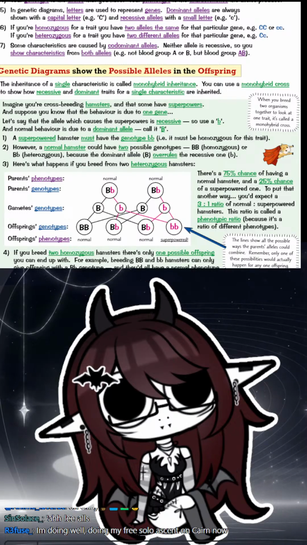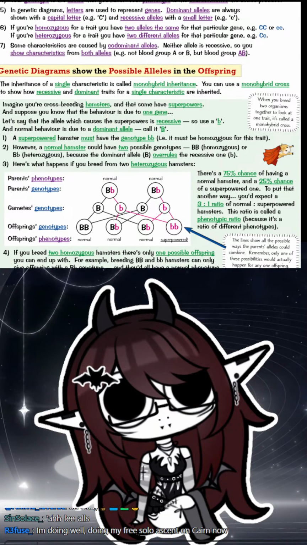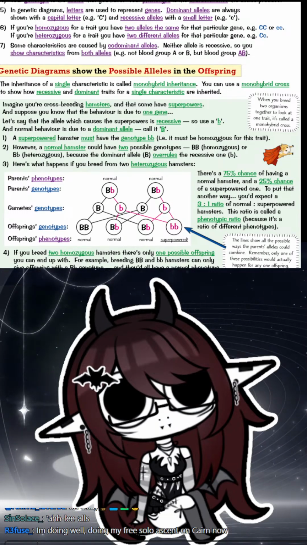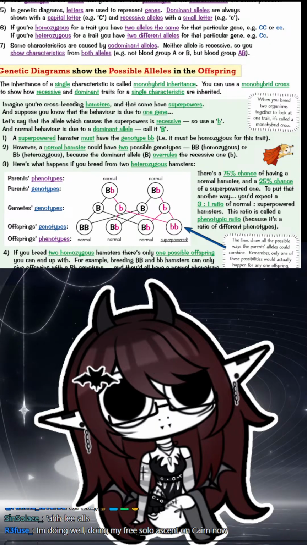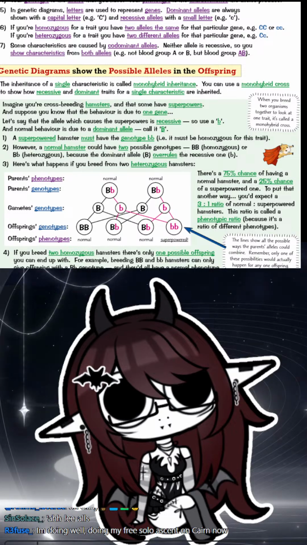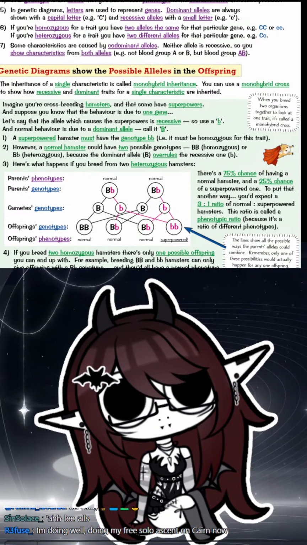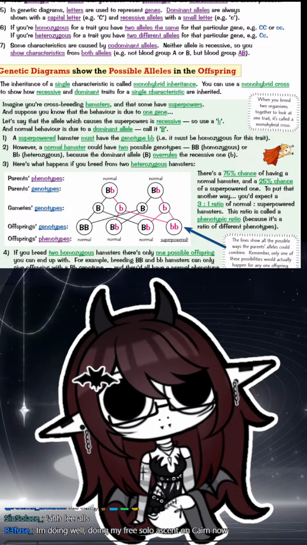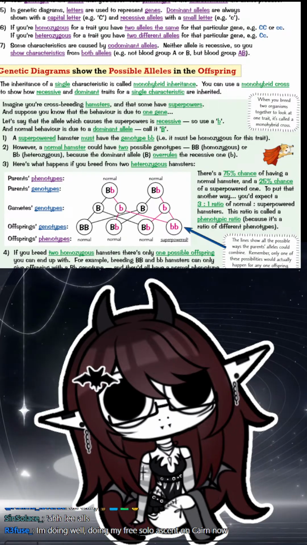Some characteristics are caused by codominant alleles. Neither allele is recessive, so you show characteristics from both alleles. For example, not blood group A or B, but blood group AB. Genetic diagrams show the possible alleles in the offspring. The inheritance of a single characteristic is called monohybrid inheritance. You can use a monohybrid cross to show how recessive and dominant traits for a single characteristic are inherited.